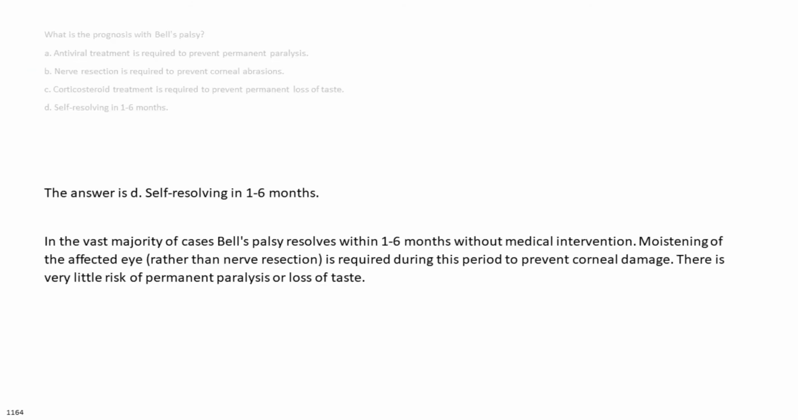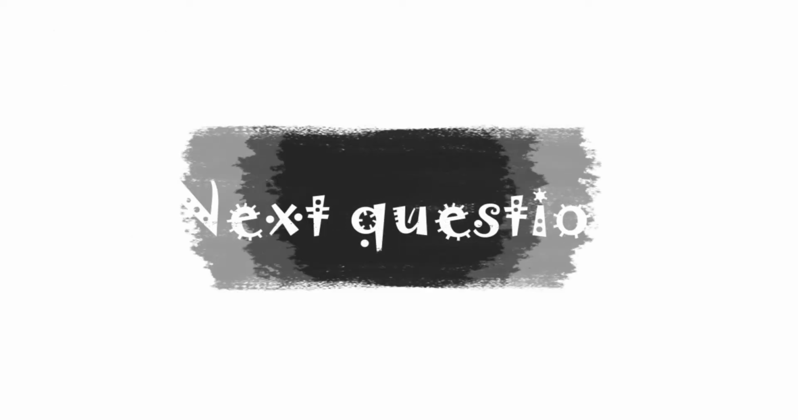The answer is D. Self-resolving in 1 to 6 months. In the vast majority of cases, Bell's palsy resolves within 1 to 6 months without medical intervention. Moistening of the affected eye, rather than nerve resection, is required during this period to prevent corneal damage. There is very little risk of permanent paralysis or loss of taste.